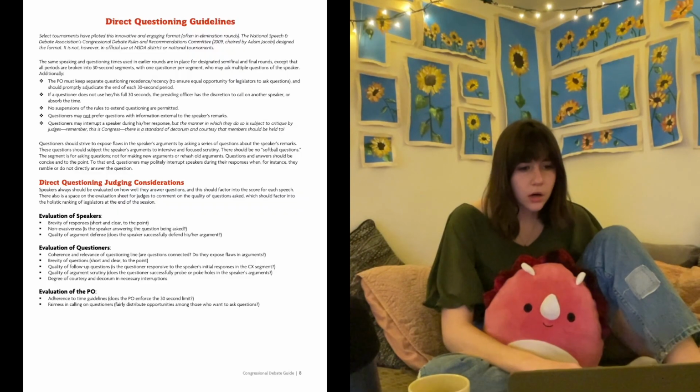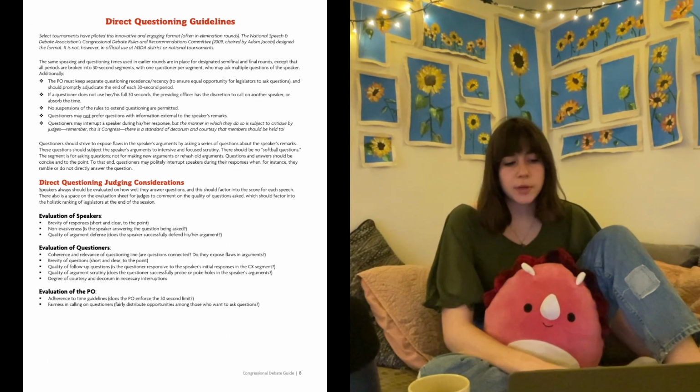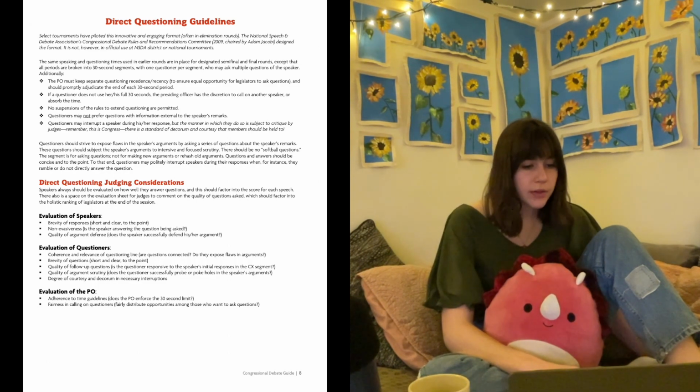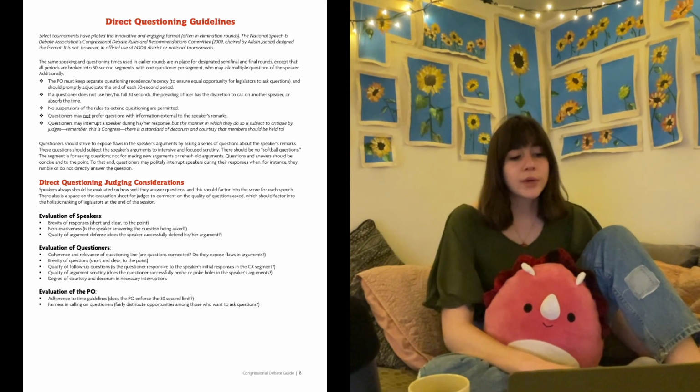Okay, so now we are on to page 8 on the direct questioning guidelines. Remember that direct questioning and indirect questioning are very different, and that the evaluation of questioners does matter. You look at the coherence and relevance of questioning line, quality of follow-ups, quality of argumentation, and then for the evaluation of the PO, really it's just time guidelines and then calling on questioners fairly. Again, a whole video on questions, go watch it if you want it.